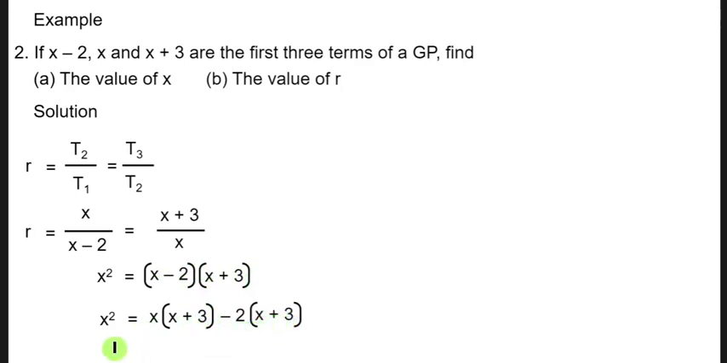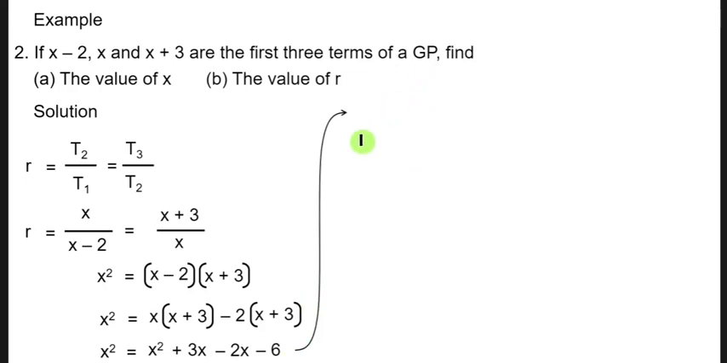Then I'll say x to power 2 now is equal to, I'll multiply x times x squared, so that I get rid of the brackets. Then x times positive 3, which will be positive 3x. Then here I'll say negative 2 times x, it will be negative 2x. Then negative 2 times 3, which will be negative 6. All right, so because of space, let's move here.